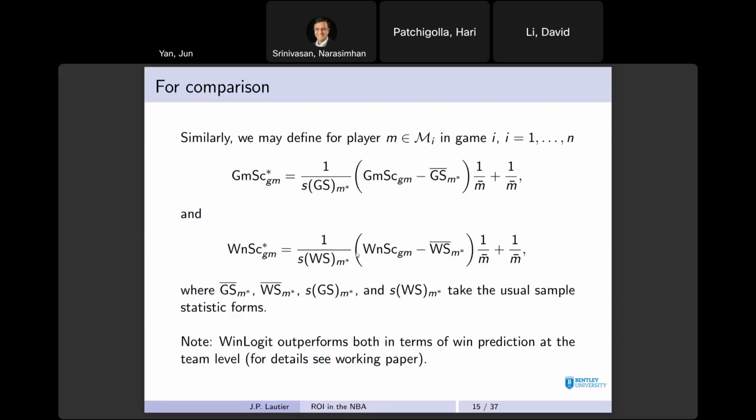And you can do the same kind of adjustment for game score or win score. So I'm using this logic approach. You could pick your favorite metric and then try to do the same thing. This is like a wealth redistribution tool, if you want to think about it that way.